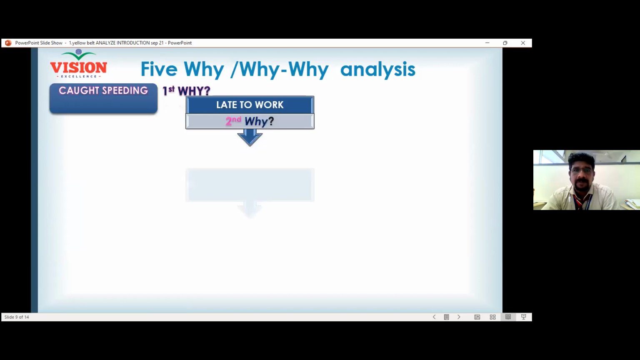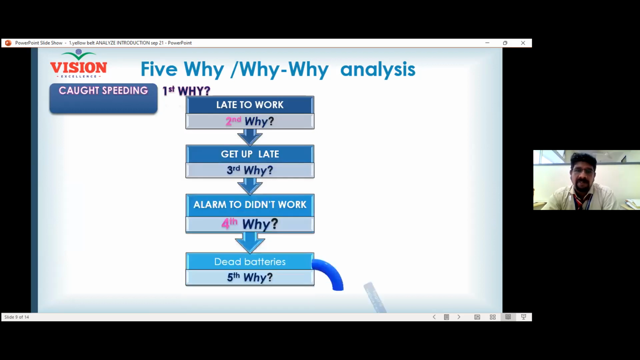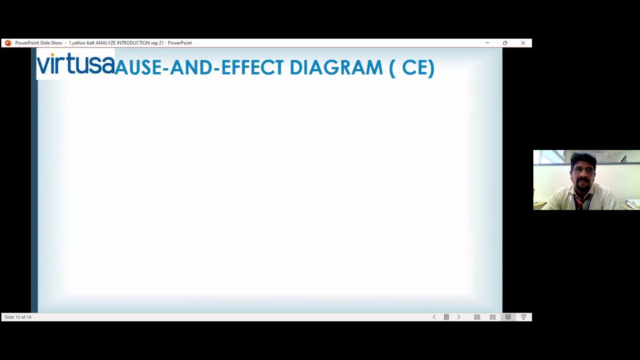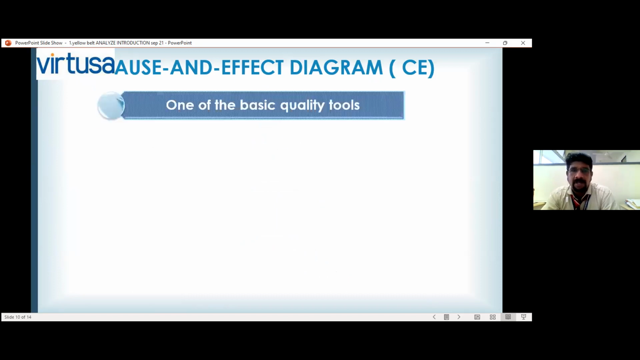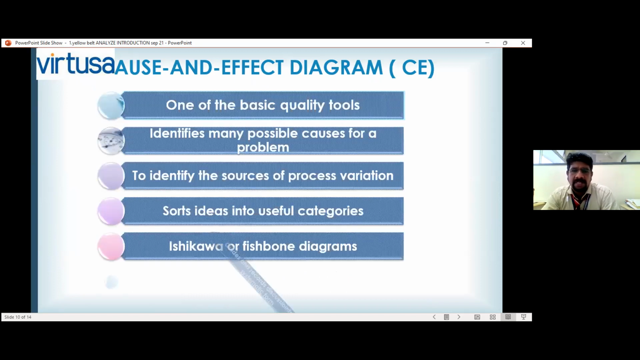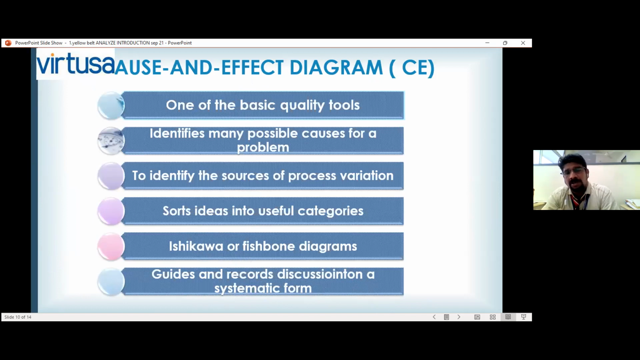Okay, we will come to this later. We will have another wonderful tool for listing these probable cause factors, that is called the cause and effect diagram. What is this cause and effect diagram? This cause and effect diagram is also called the fishbone diagram or Ishikawa diagram.